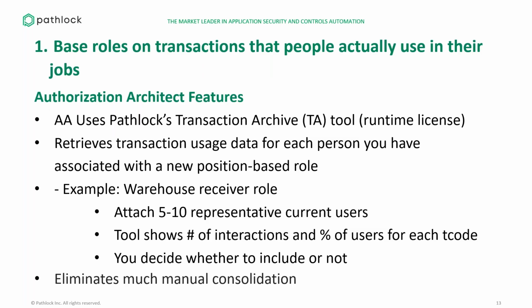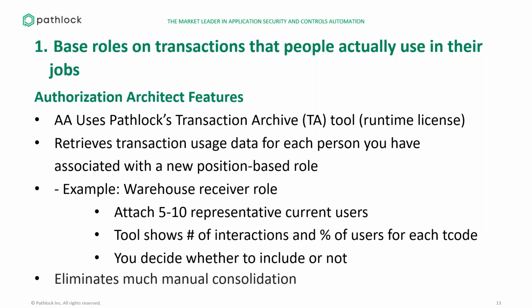Okay, so the first method we discussed was basing roles on transactions that people actually use in their jobs. So Authorization Architect, which we call AA, just to eliminate the tongue twister, uses our transaction archive tool, which comes with a runtime license. So it retrieves transaction usage data of what people have been using in production, and it copies it off from SAP and stores it permanently.